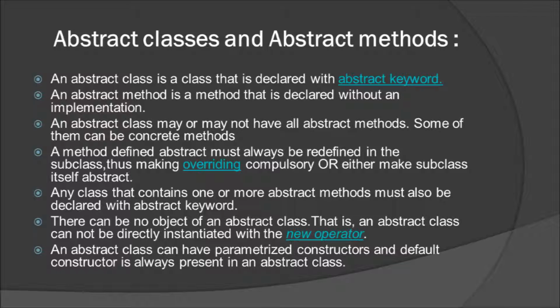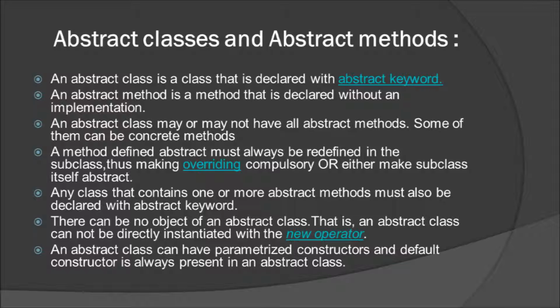Abstract classes and abstract methods. An abstract class is a class that is declared with the abstract keyword. An abstract method is a method that is declared without an implementation. An abstract class may or may not have all abstract methods. Some of them can be concrete methods. A method defined abstract must always be redefined in the subclass, thus making overriding compulsory, or else make the subclass itself abstract. Any class that contains one or more abstract methods must also be declared with the abstract keyword.